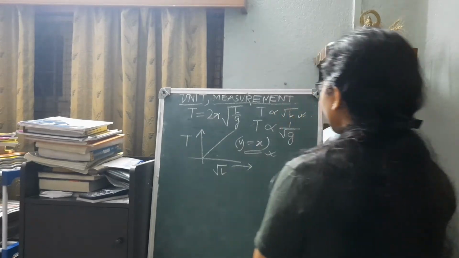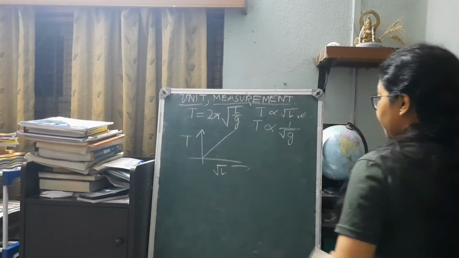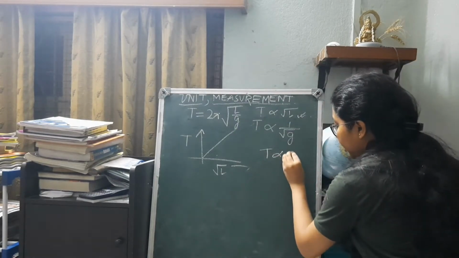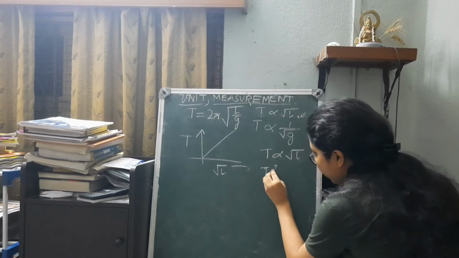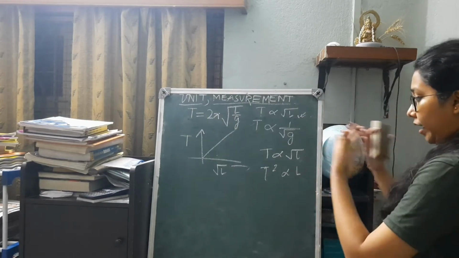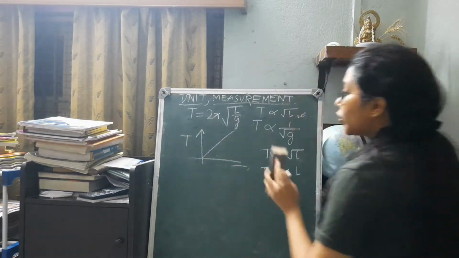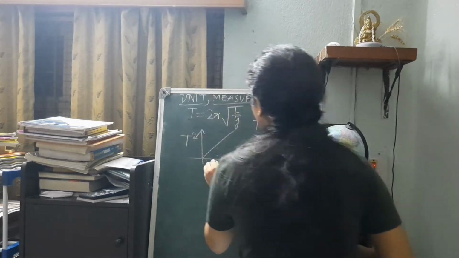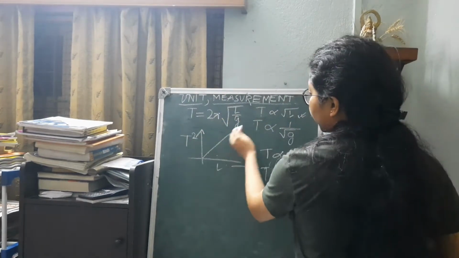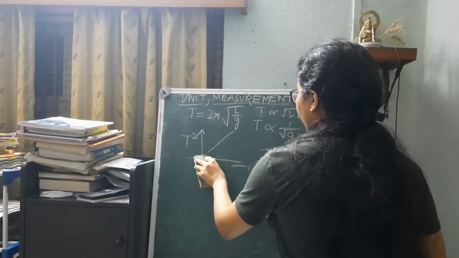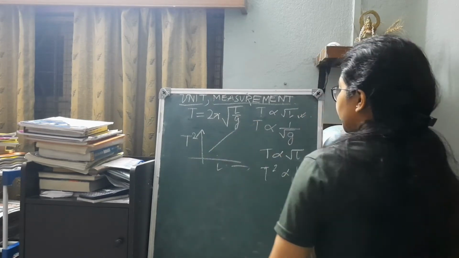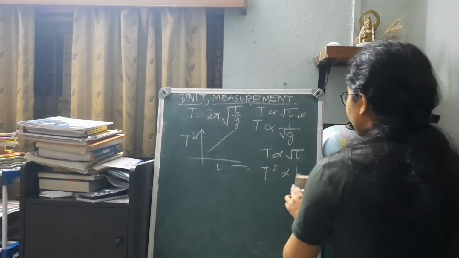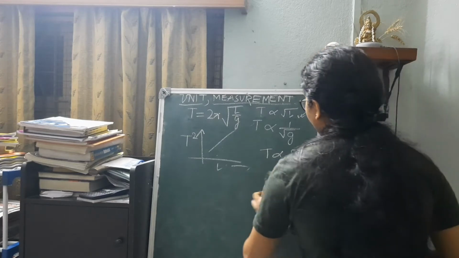Then the next graph which may be asked: if I square both sides, because T is proportional to root L, T square becomes proportional to L. So the next most important question asked is to plot the graph between T square and L. That's also very easy. It is the same graph, just obtained by squaring it. This will not pass through the origin, and this is the graph. Then the next question that comes up is what to draw the graph between.